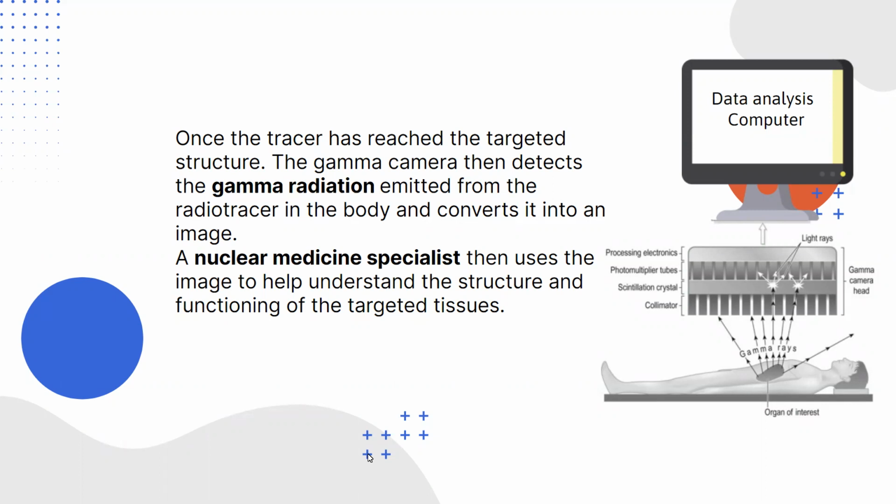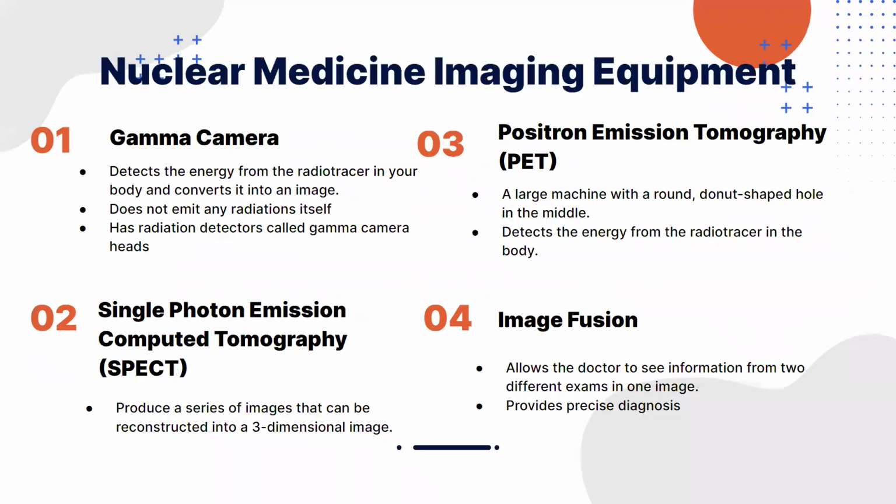Next, we will talk about nuclear medicine imaging equipment. So the first one that we'll talk about is the gamma camera. It detects the energy from the radiotracer in your body and converts it into an image. It does not emit any radiation itself and has radiation detectors called gamma camera heads.